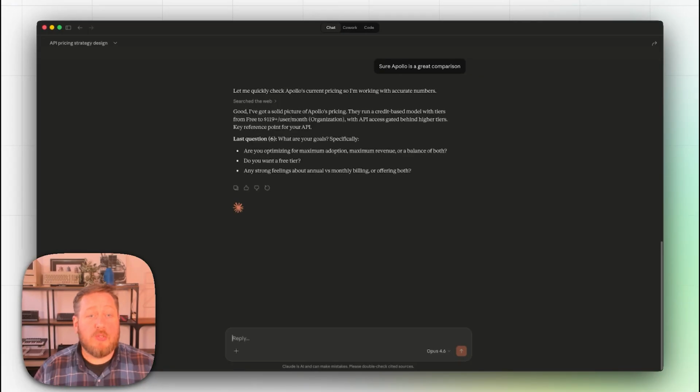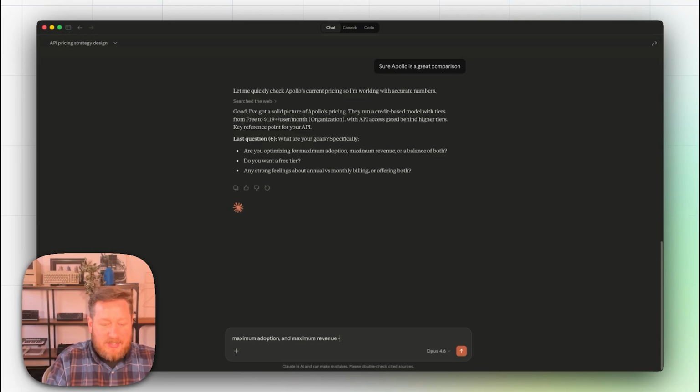Okay, so one of the goals that I have is the final question. Am I optimizing for adoption, revenue, a balance of both? Do I want a free tier? And any strong feelings about annual or monthly billing, or offering both? So let's go for maximum adoption and maximum revenue, of course. I do want a free tier.